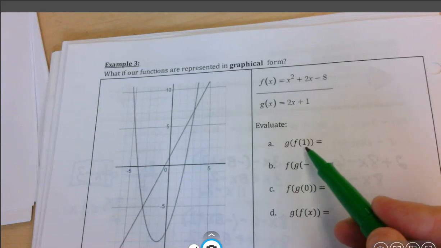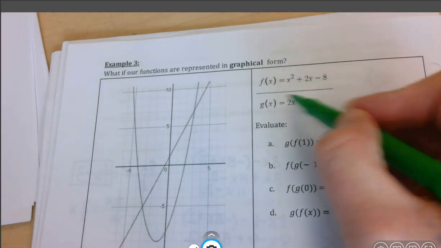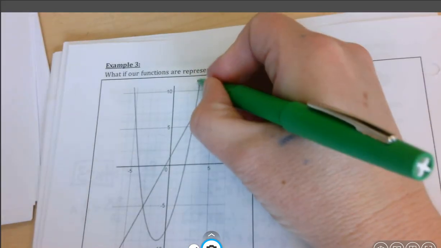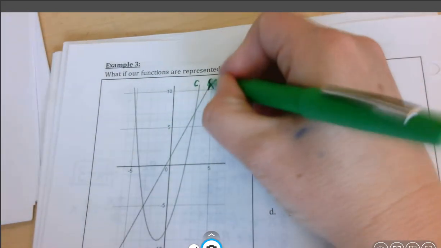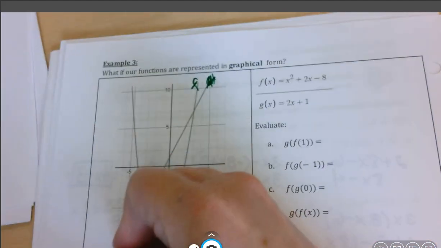To find f of 1, 1 is the input. Is input x or y? X. Good. So f is the quadratic one, g is the linear one. So this one is f, and this one, oops, f is quadratic, right? Sorry, this one is f, and the linear one is g.